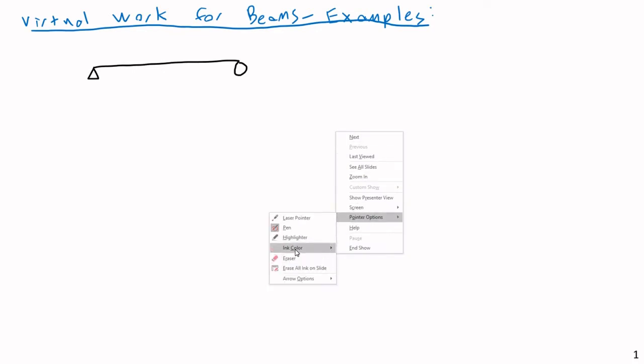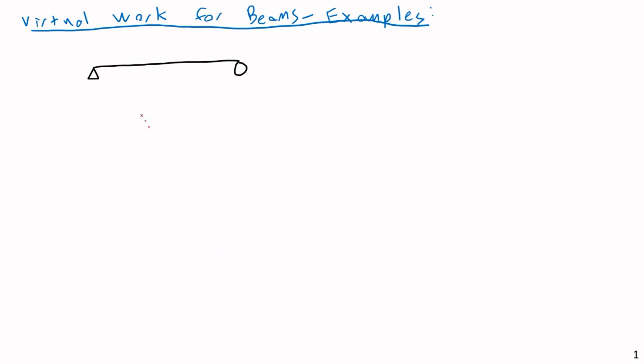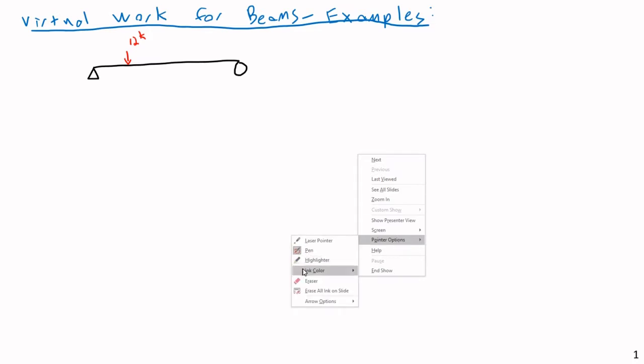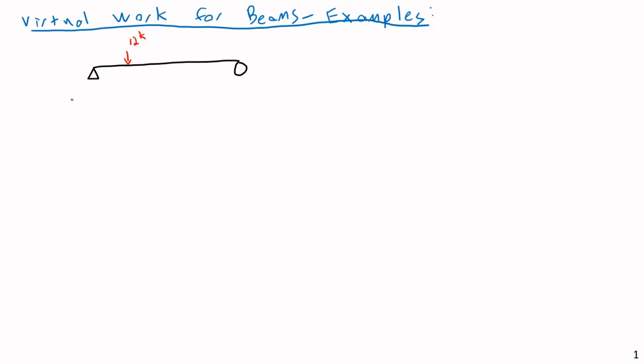And I'm going to have a 12 kip point load towards the left end of the beam here. So a 12 kip point load here, and I'm going to have end A and end B. And I'm going to give this a relatively simple set of dimensions of 5 feet, 5 feet, and 5 feet. And we're going to be interested in this point C here.